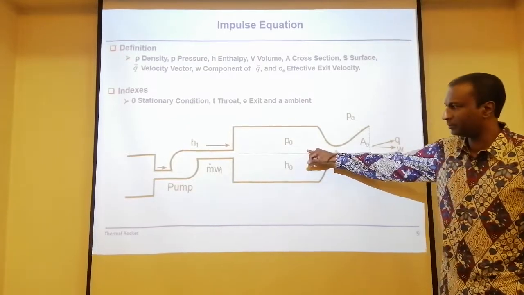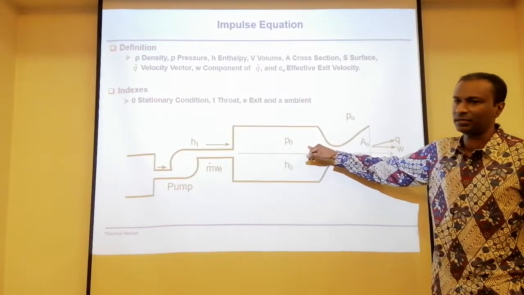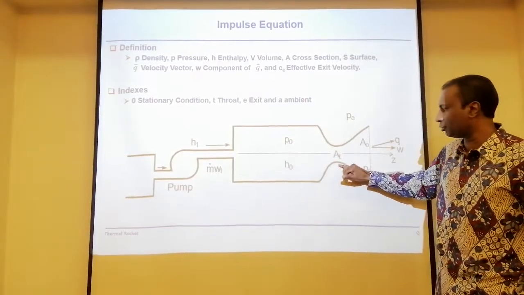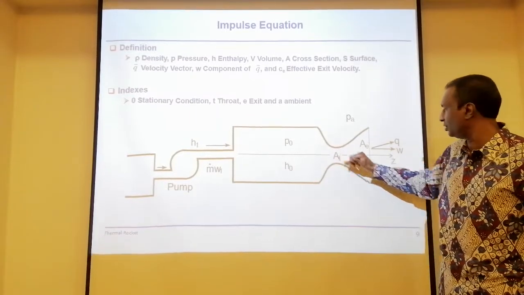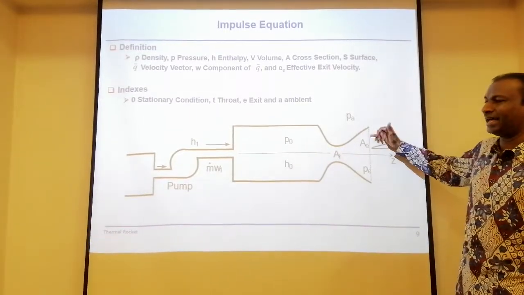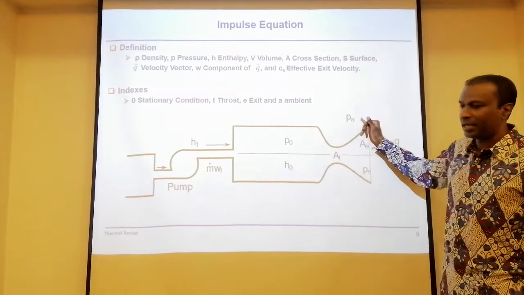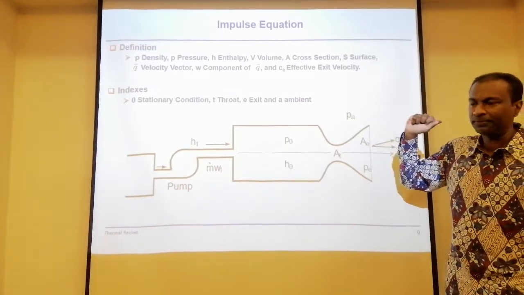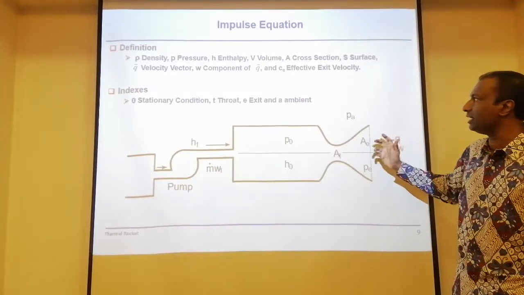P, pressure. This pressure is in the combustion chamber, this is the throat, this is the cross section of the throat, and this is the cross section of the nozzle at exit. PA is the atmospheric pressure. So these are the terms you need to really understand.